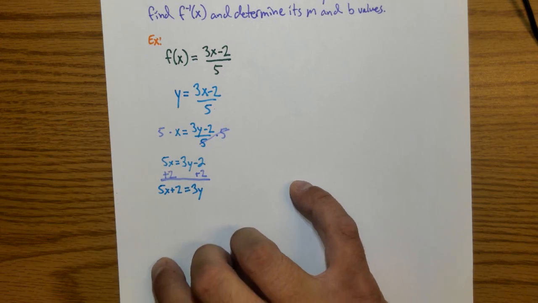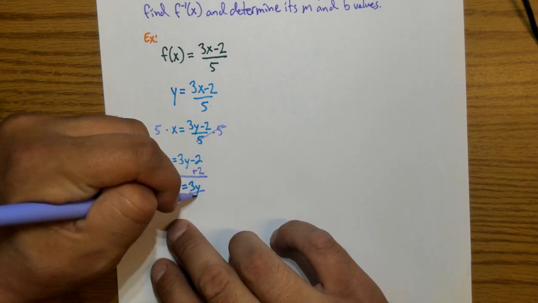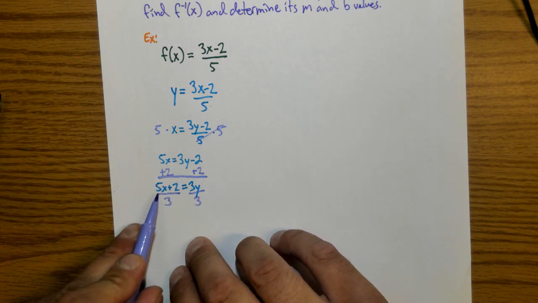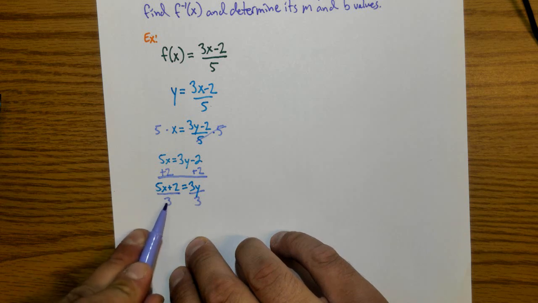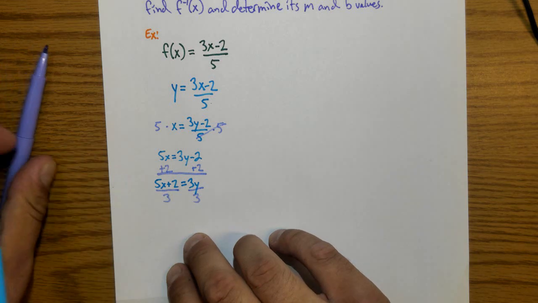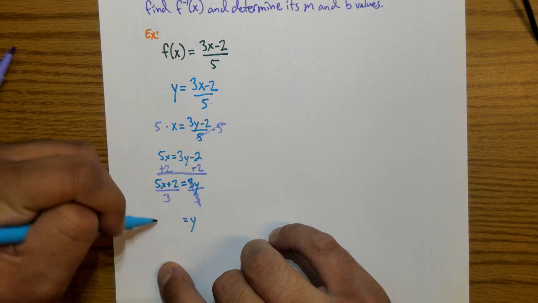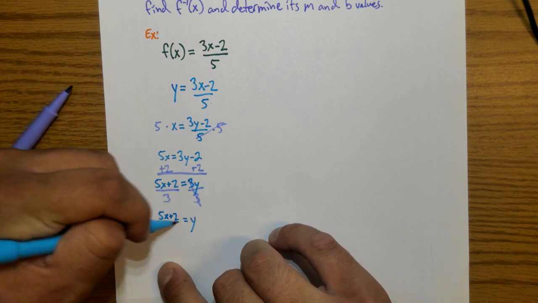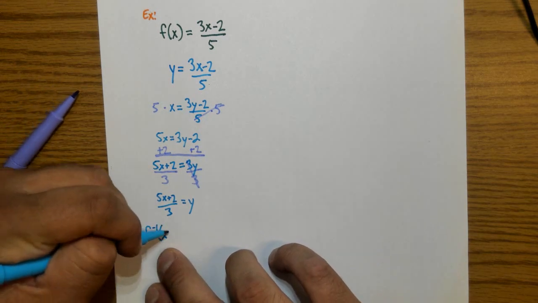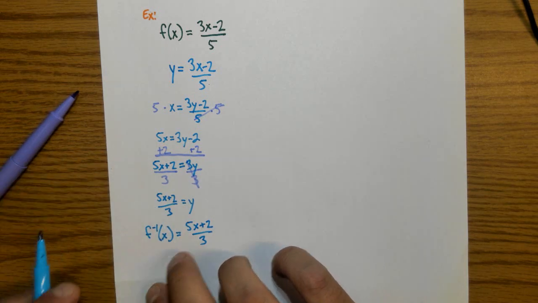Now y is almost by itself. We're not there just yet. We want to go ahead and divide both sides by 3 because it's the opposite operation. And I'm dividing the whole thing by 3. And notice that we can't simplify this. 3 doesn't go into 5, 3 doesn't go into 2. Even if it did, I guess you could simplify, but we're just going to leave it written just like that with a fraction. So y is equal to (5x plus 2) over 3. Or I could write it as f inverse of x is equal to (5x plus 2) over 3.